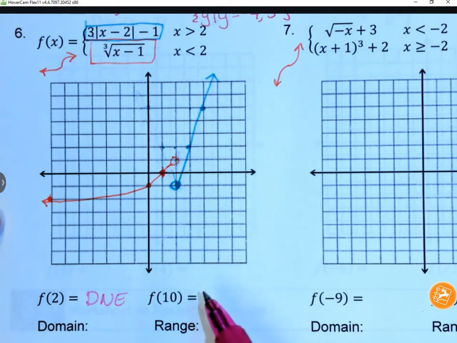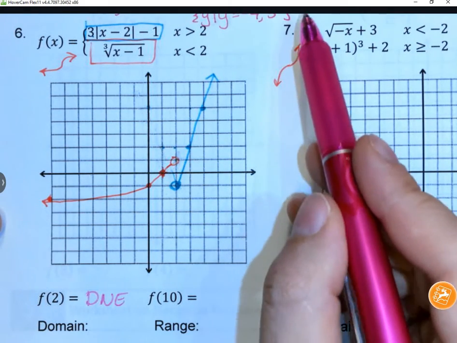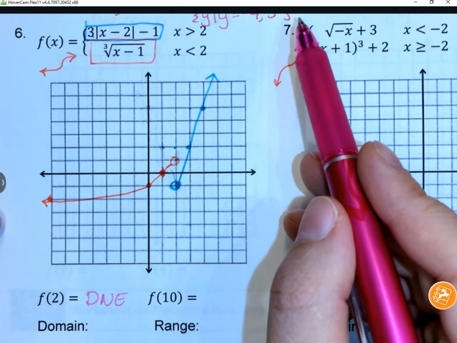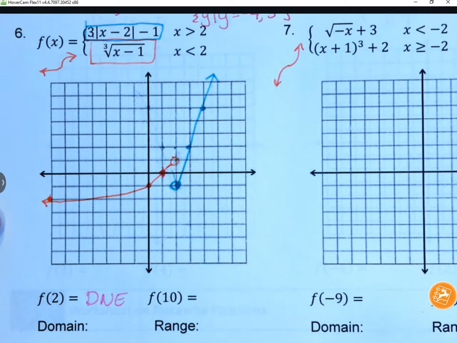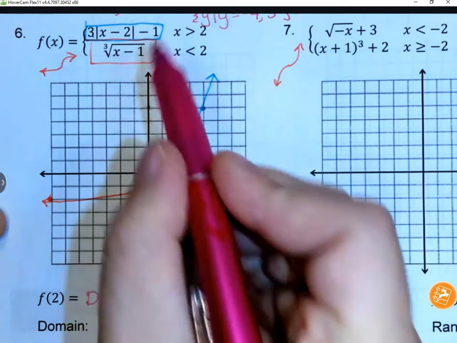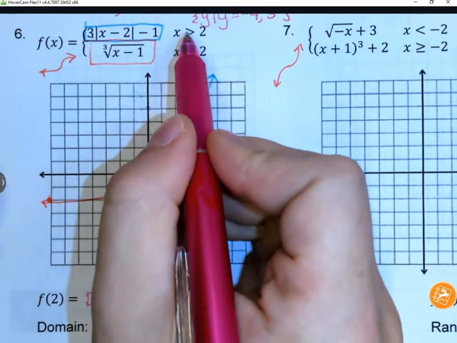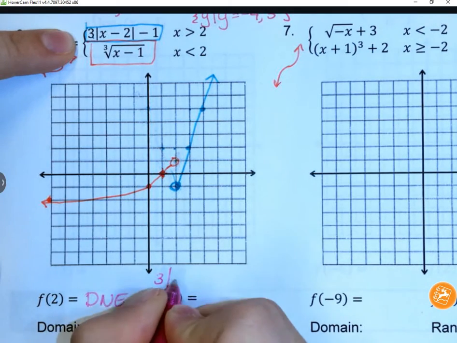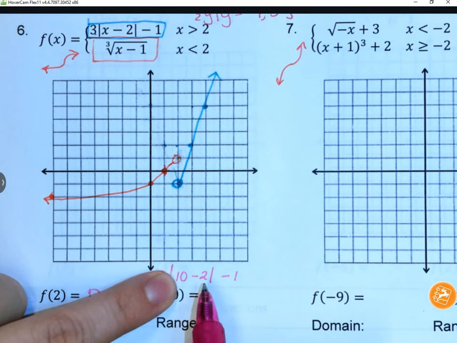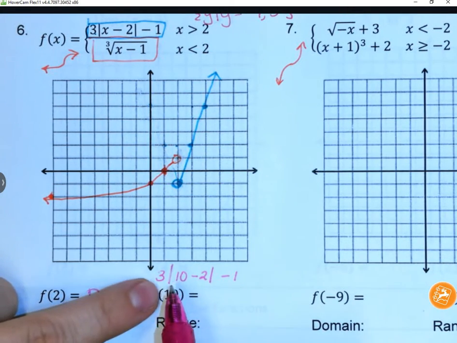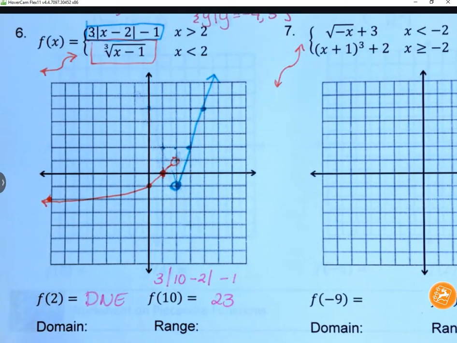Now, f of 10, we've got a little bit of a problem, because if I want to do 10, I've got to come all the way out here, which would then shoot all the way up. And yeah, that's not on my graph. So any suggestions what I can do to evaluate f of 10? Yes, ma'am. Plug it into the top one? Why the top one? Because 10 is greater than 2, I'm going to put it in the top one, correct. So it's 3 times the absolute value of 10 minus 2, minus 1. What is 10 minus 2? Absolute value of that, 8, times 3, 24, minus 1. Boom, shakalaka, and you're done.